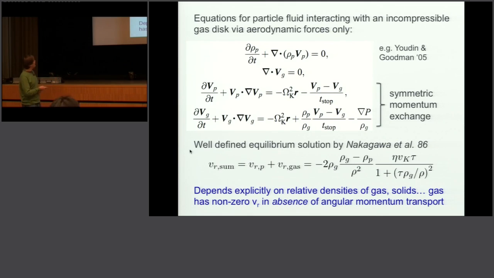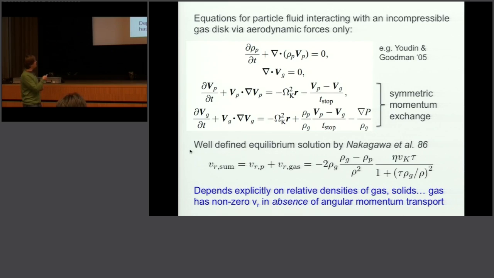So we have 4 equations here reflecting continuity for the particle fluid, for the gas fluid, and then momentum evolution for both fluids as well. So here's the incompressibility condition for the gas. The divergence of the gas velocity field is 0. Here's the continuity equation for the particles, which have local volume density rho_p and velocity v_p. So these are continuity equations.